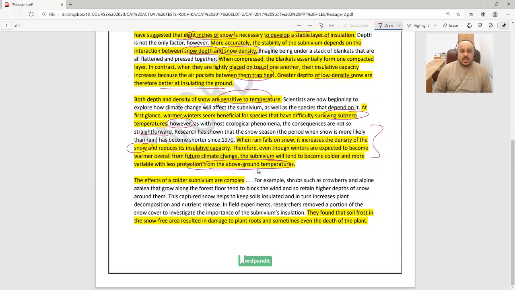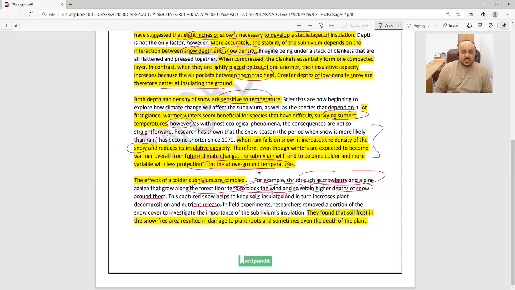For example, shrubs such as crowberry and alpine azalea that grow along the forest floor tend to block the wind and so retain higher depths of snow around them. So what do these shrubs do? They grow along the forest floor, tend to block the wind and retain higher depths of snow around them. This captured snow helps keep soils insulated and in turn increases plant decomposition and nutrient release. Again, if they are going to capture snow, it's going to increase the temperatures, increase the insulation.